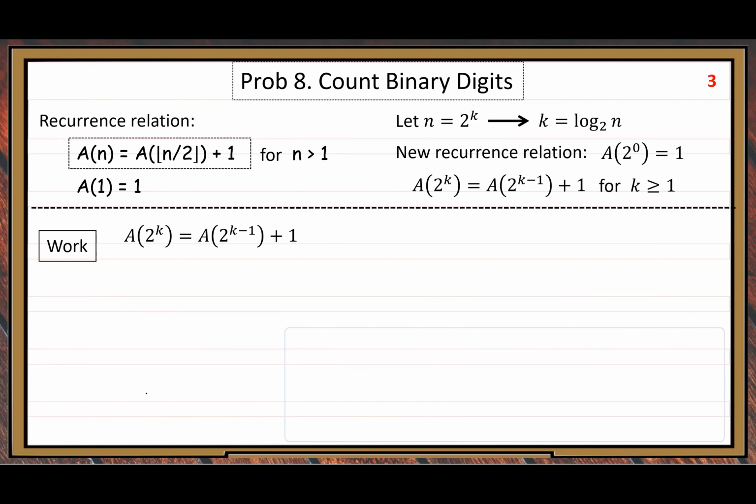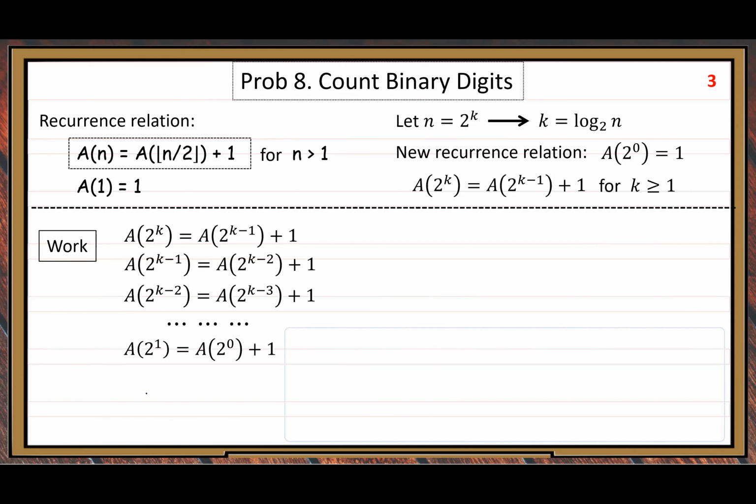Next, let's solve the recurrence relation. We work like this. The first equation, then the next one, where we do division by 2, still a good expression. Another division by 2, and so on, until we reach the bottom, the base case. Because this one is the base case, we can stop. A of 1 equals 1, the base case.